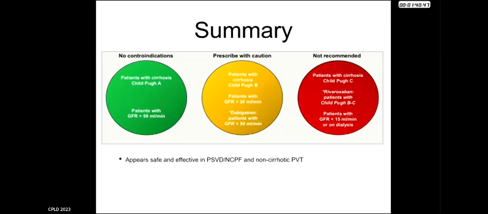The DOACs appear safe and effective in NCPF and non-cirrhotic portal vein thrombosis for sure. Avoid the use of these DOACs in the presence of antiphospholipid antibody, and we should have access to reversal agents or activated prothrombin complex concentrates to treat the toxicity.